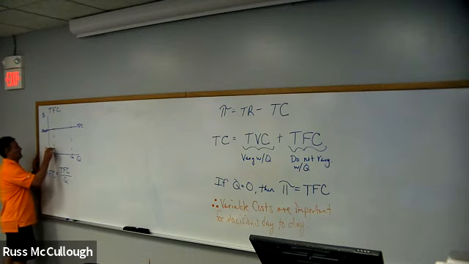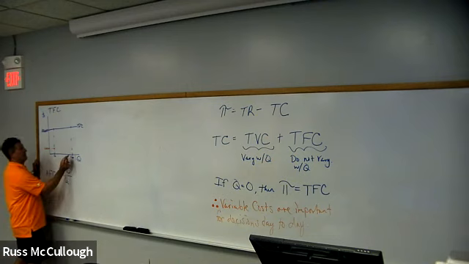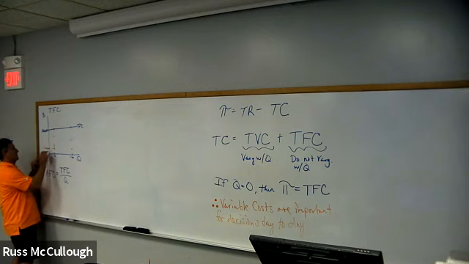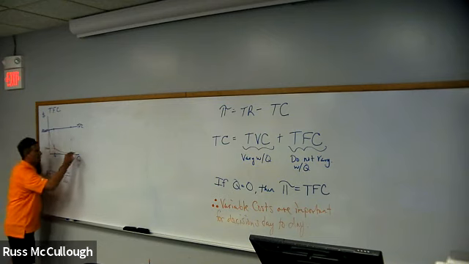And what is it at 100? 1,000, right? So now we're down here. Look, we've cut this by a tenth. And so the average fixed cost curve looks like that.